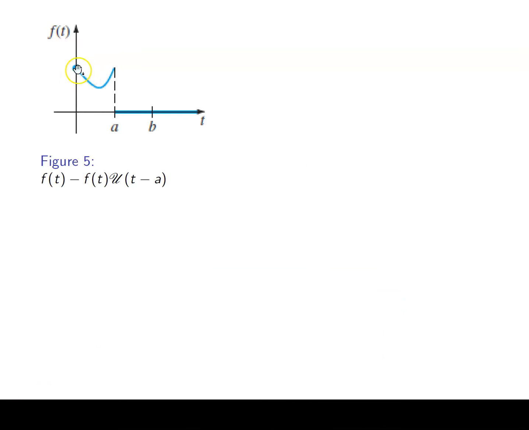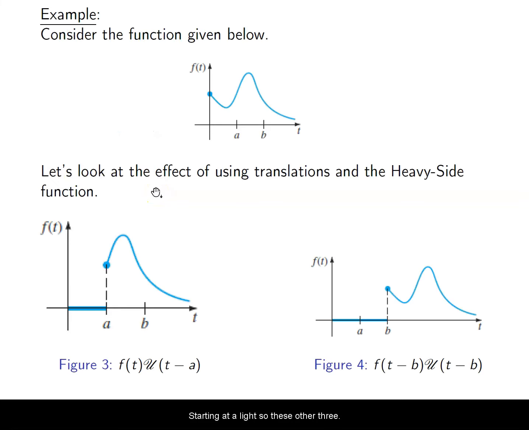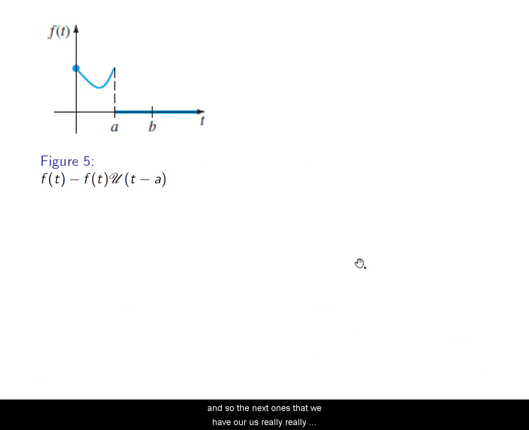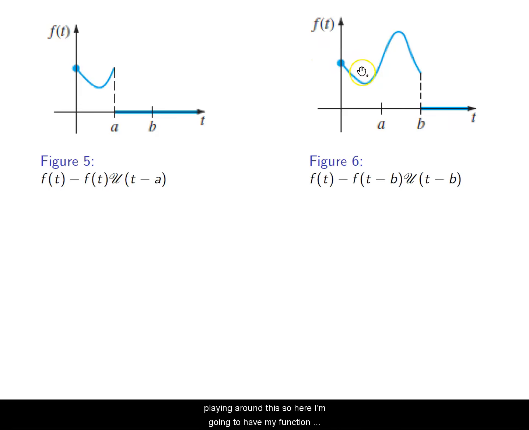Okay, now look here and notice that my function is normal until I turn it off at A. So I have my function and then I decide to turn it off by subtracting all of its own values starting at A, right? So these are the three cases that we really discussed in the video previously. So it's nice to have some examples of those, right? And so the next ones that we have are us really playing around with this, okay? So here I'm going to have my function and then I'm going to turn it off at B, with the shift that I decided to turn it off at B.